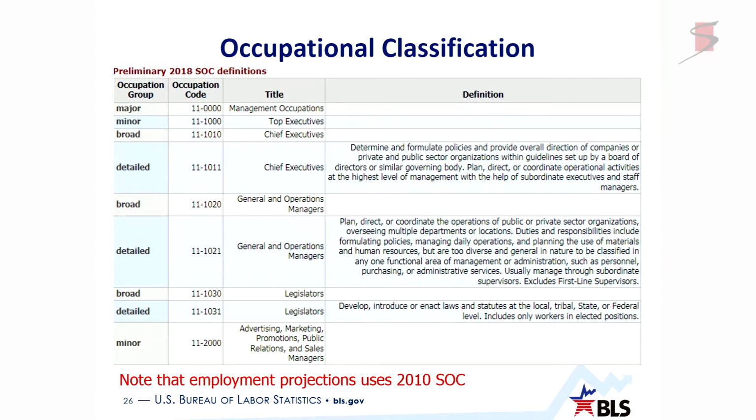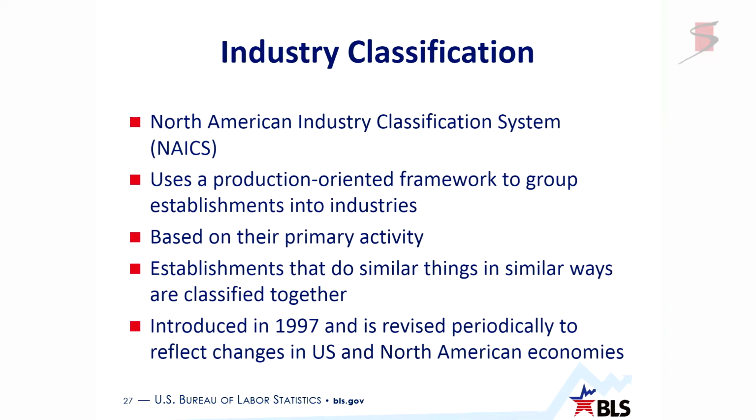What I'm showing here is just a little snippet of a table that's a preliminary 2018 SOC definitions, but it's important to note that the employment projections currently use the 2010 occupational classification system. Now, I think it was Kay this morning that mentioned NAICS. So the NAICS is the North American Industry Classification System. So this is what we use to classify industries.